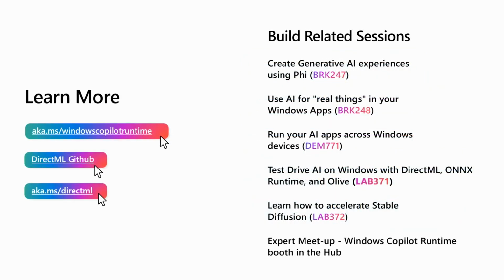To learn more about how to try this for yourself, check out these various sites. You can talk to our experts at the Expert Meetup or try them hands-on in our lab. Test drive AI on Windows with DirectML, ONNX Runtime, and Olive. To see Phi-3 with AWQ running on various laptops, check out our demo session tomorrow. Run your AI apps across Windows devices.